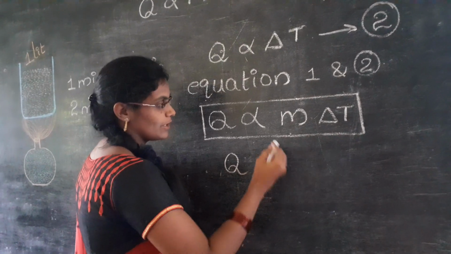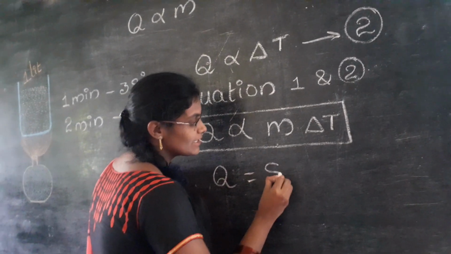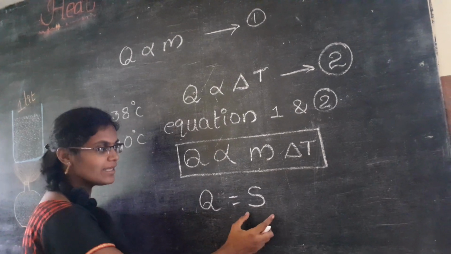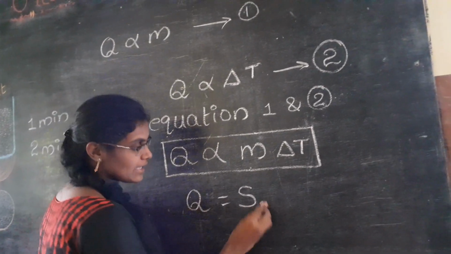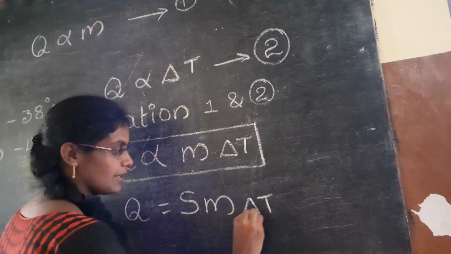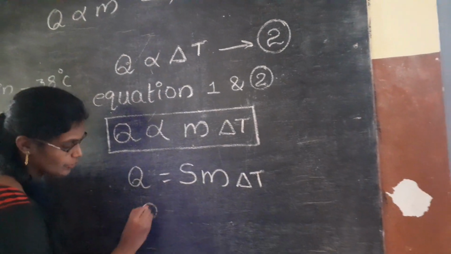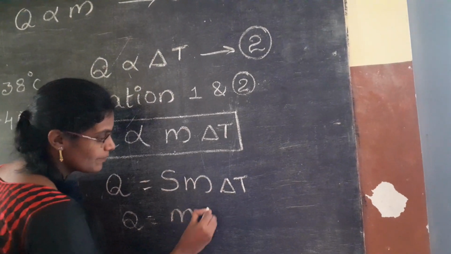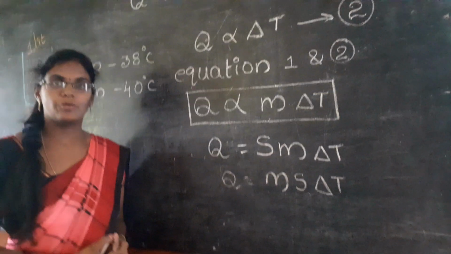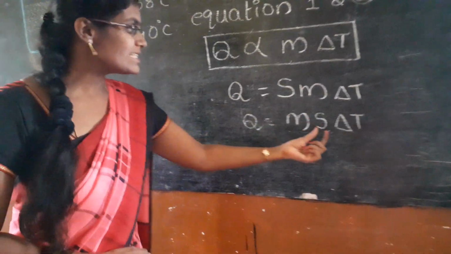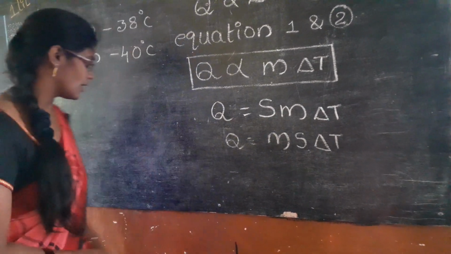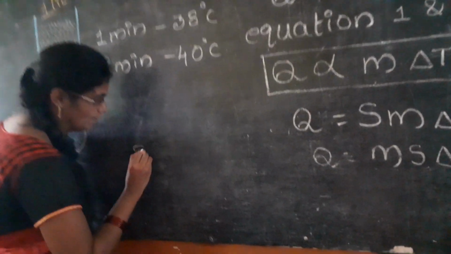Q is equal to, I am considering that constant, since I want to remove this proportionality, so I am adding a constant, that is S, M delta T. So Q is equal to M S delta T. Both are right only, similar. Here S is called specific heat.